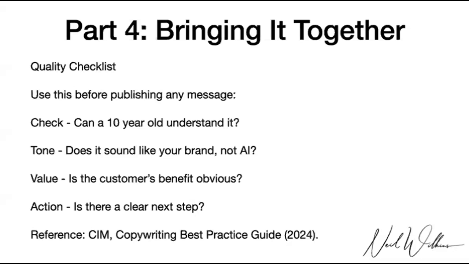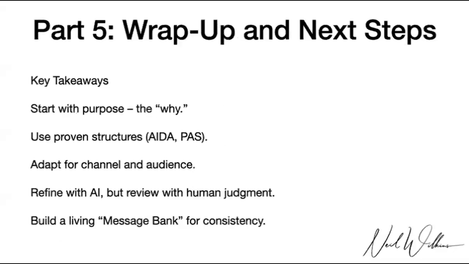And the final point in this one, CTVA, check, tone, value, action, is A for action. Is there a clear next step? What is my next click? What is the next thing you want me to do? How do you want me to feel as a result of working with this? It's got to be super clear.